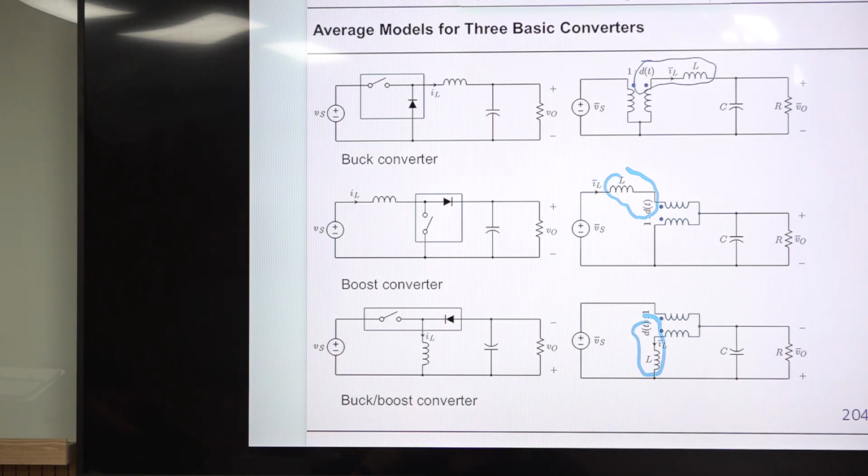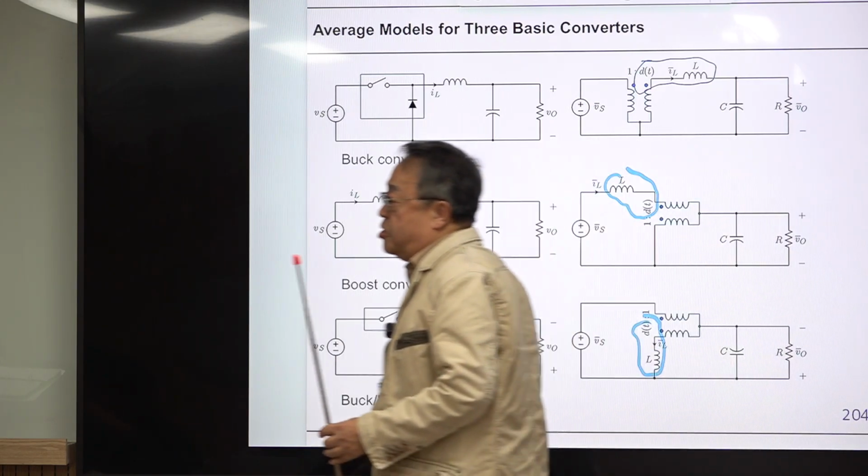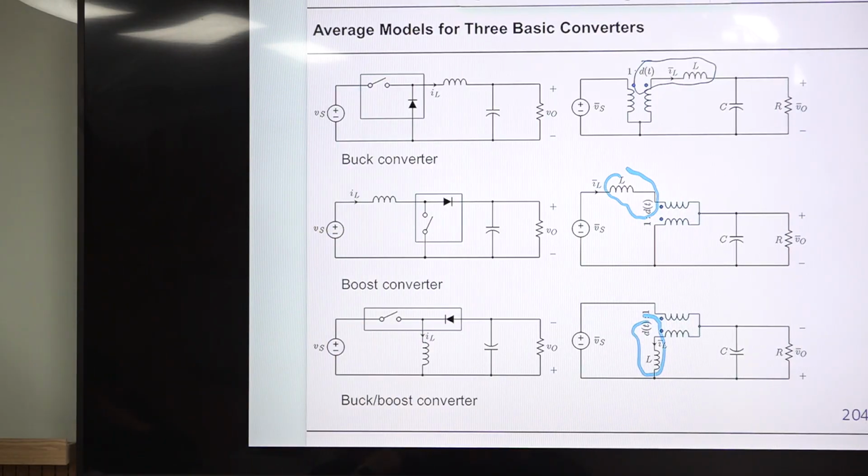Because there are so powerful simulators, just simulate it. Okay, so we don't need that, but this is very important to derive the small intermediate step to derive the average model of all the converters.